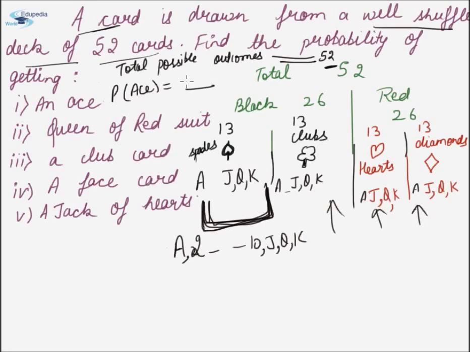number of outcomes favorable to Ace, that is, it can be the ace of spades, it can be the ace of clubs, it can be the ace of hearts, or it can be the ace of diamonds. So we have 4 favorable outcomes. Thus the favorable outcomes are 4, whereas total outcomes are 52. So this fraction can be reduced to 1 over 13, which is the probability of the first case.